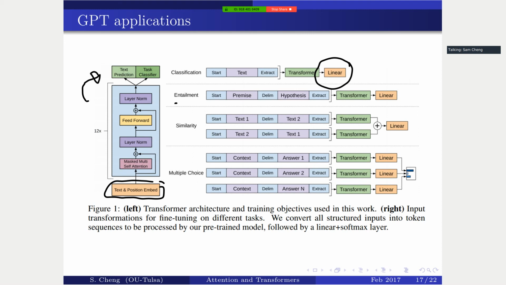Or I can do entailment. This is a problem trying to test whether the second sentence is based on the first sentence as a premise. Basically, you input a start token, then the premise, then a delimiter, then a hypothesis, and there's an end token. Then it goes through this transformer model, spits out a representation, and goes to a linear layer, which you train to see whether it's an entailment or not.